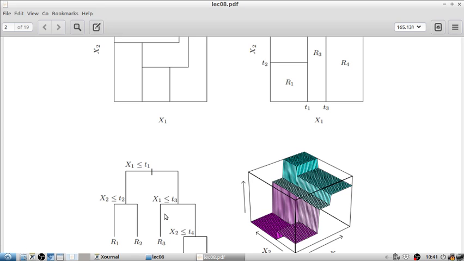So these are all going to be assignments.